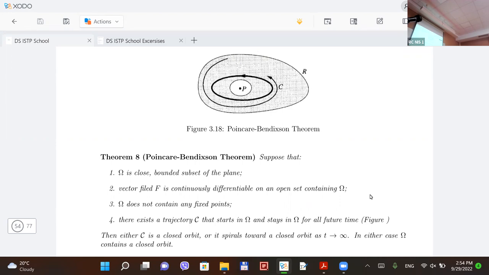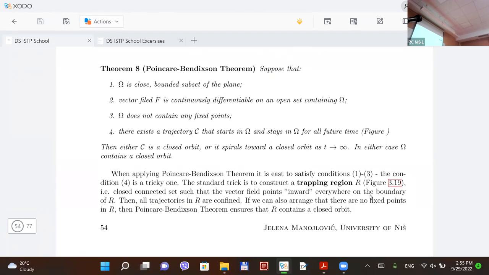So, okay. How do we apply this theorem in practice? The first three assumptions are quite easy. The first two are to just construct some closed, bounded region in the plane, and the vector field, as we discussed earlier, is usually continuously differentiable. We don't have problems in that direction. You exclude the fixed point from that region. But the trickiest one is, of course, the last. How to trap your trajectory inside some region and how to be sure that the trajectory will not leave the region. So if it starts there, it will remain in that region for all future time.